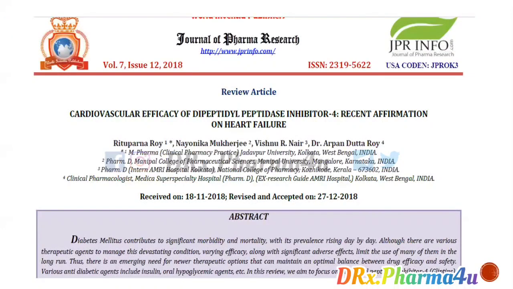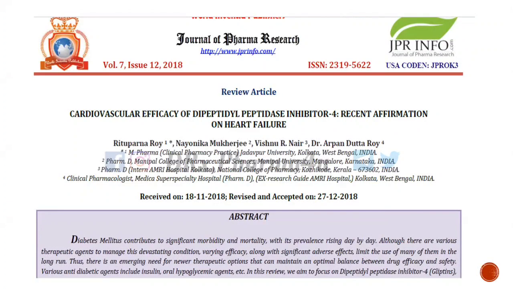This is just an article which I wanted to show. We wrote a review article. We just wanted to see the effects of dipeptidyl peptidase 4 inhibitors and what their role is in heart failure. So we found that sitagliptin, like that, some DPP4 inhibitors are there, which can be correlated to heart failure.